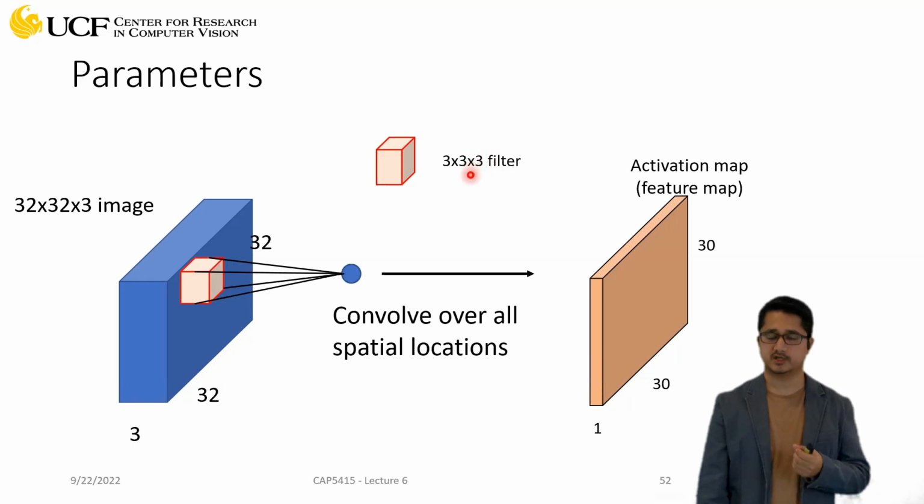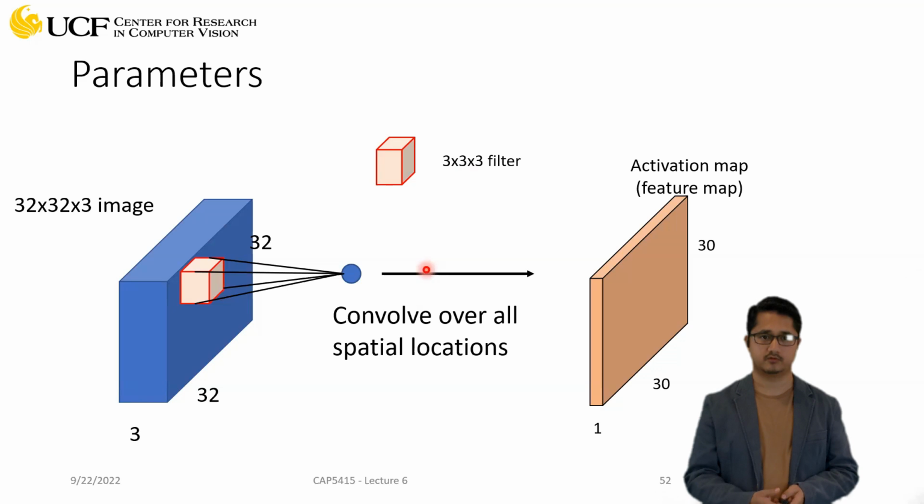We were talking about sharing of these parameters, and we are sharing because we are applying the same filter at all the possible locations. So that's what parameters mean in a convolutional neural network.